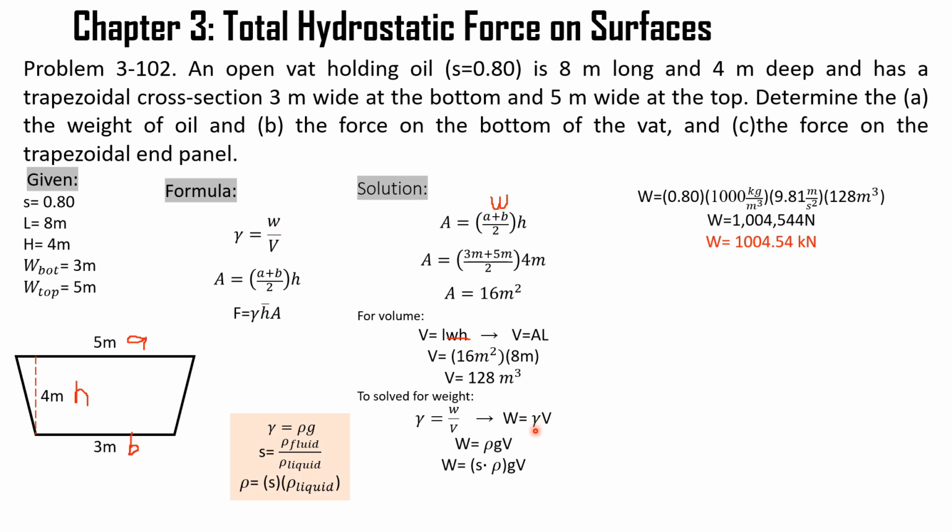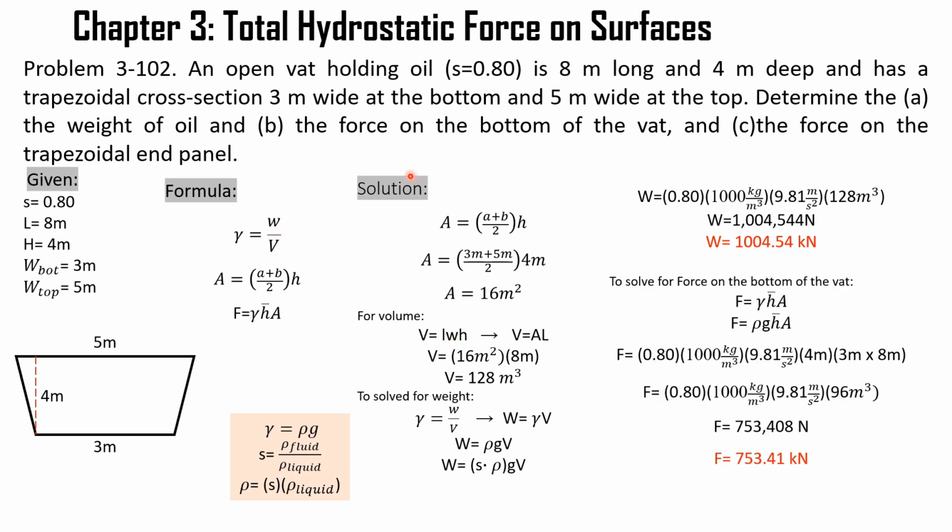Since specific weight is equal to density times gravity, and to solve for the density, let's derive the formula of specific gravity, which is equal to density of fluid all over density of liquid. We come up to this equation, specific gravity times density of liquid. Substituting the given, weight is equal to 0.80 times 1000 kilogram per meter cube times 9.81 meter per second squared times the volume of 128 meter cube. So weight is equal to 1,004,544 Newton. Converting it to kilonewton, weight is equal to 1004.54 kilonewton.